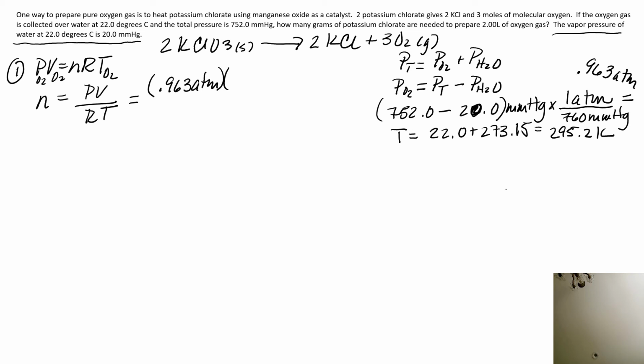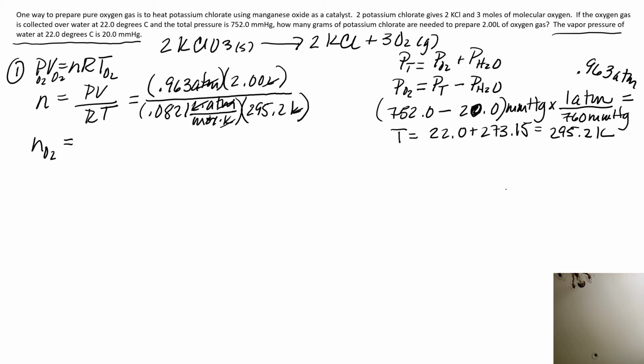And our volume is 2.00 liters. And we'll divide that by the universal gas constant times our temperature in Kelvin. Kelvins cancel, atmospheres cancel, liters cancel, and number of moles of O2 equals 0.0795 moles O2.